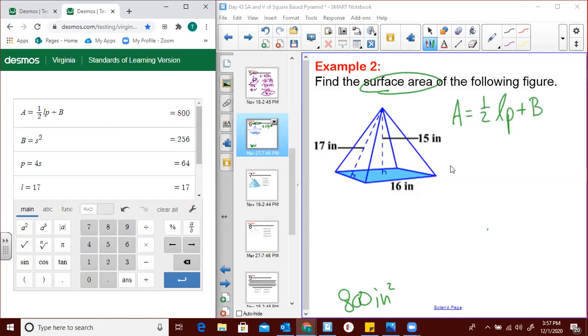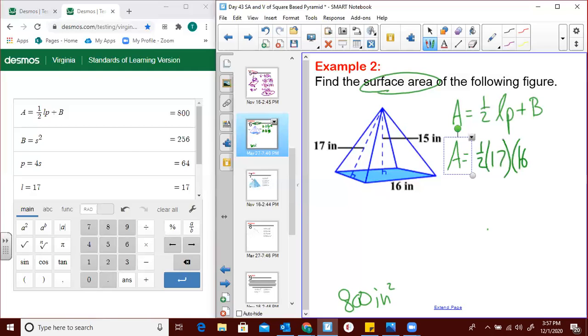So if I wanted to plug this in the longhand way, I would have A equals 1/2. Well, my L is my slant, and we said that was 17. My perimeter would be 16 times 4, and my base would be 16 squared. Now you can just plug this right into Desmos. It's just important to remember your parentheses here. So if we simplified, we can use some of the stuff that we got from Desmos. So 16 times 4 is 64, and then we're going to add our 256.